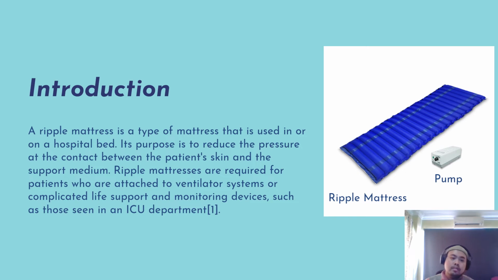So, a Ripple mattress is a type of mattress that is used in a hospital bed. Its purpose is to reduce the pressure, the contact between the patient's skin and the support medium. Ripple mattresses are required for patients who are attached to ventilator systems or complicated life support and monitoring devices, such as those seen in the ICU department.